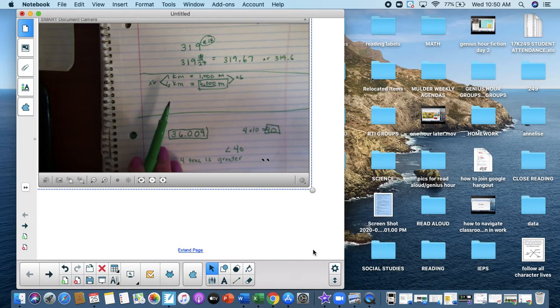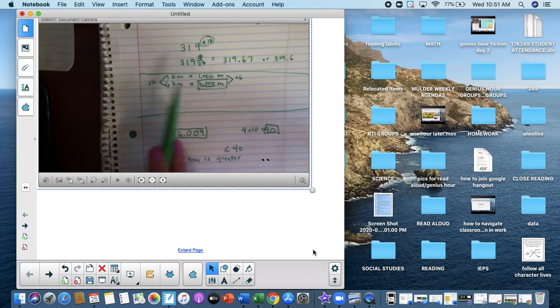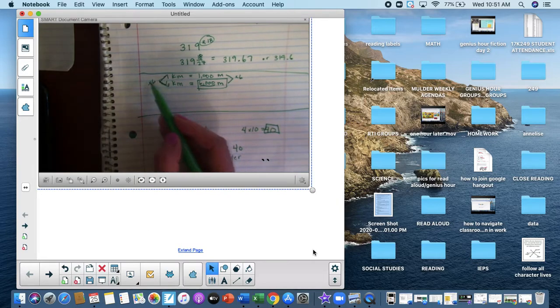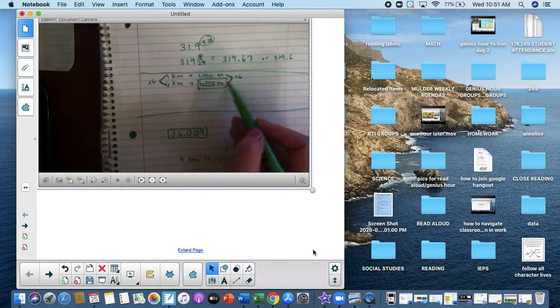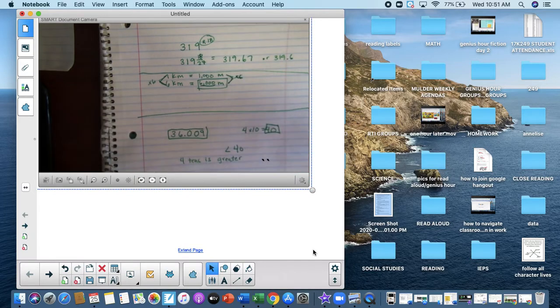Again, revise your work. For this, I knew that I had 1 kilometer equals 1,000 meters. I knew that I had 6 kilometers, and I didn't know how many meters. To get from here to here, I multiply by 6. To get from here to here, I multiply by 6.